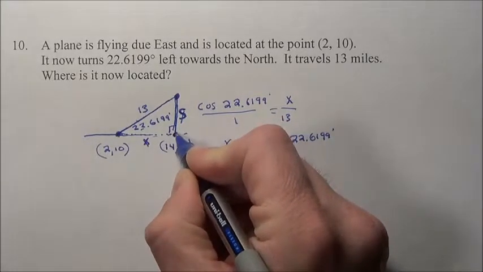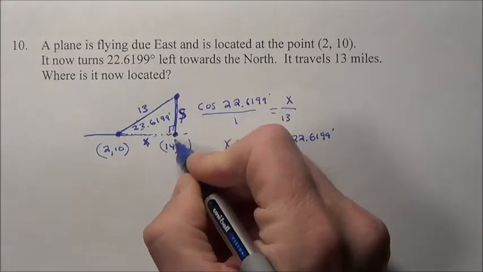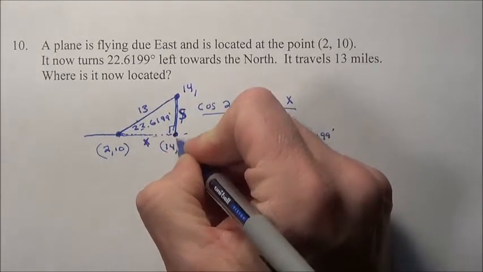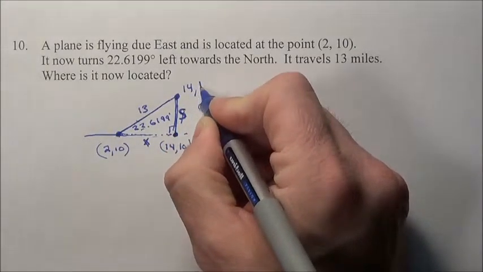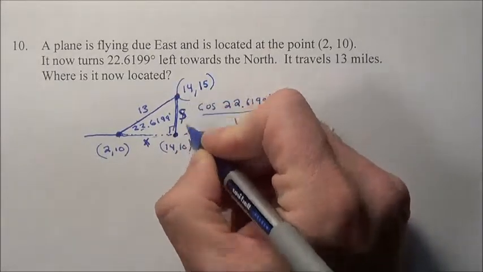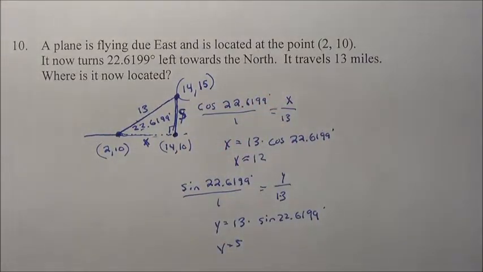Well, if you're at (14, 10) and you go up 5, the x value hadn't changed any, so you're still at 14. You were at a height of 10, and now you've gone up 5 units. That's where you're located. The ordered pair (14, 15). That is where the plane will be on our radar, right at that point (14, 15).